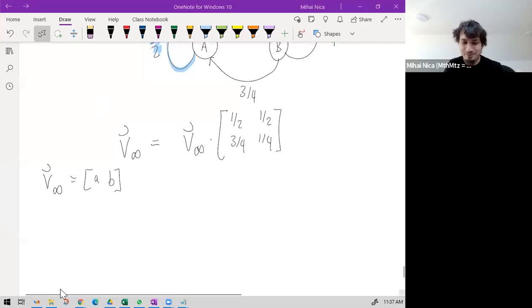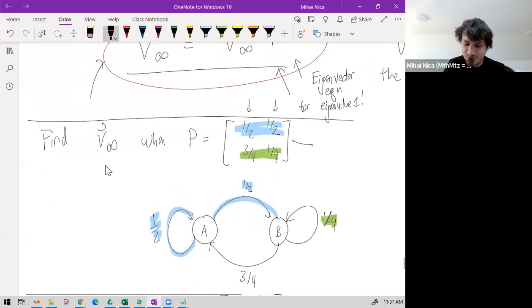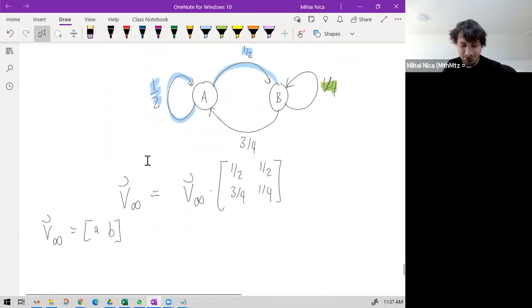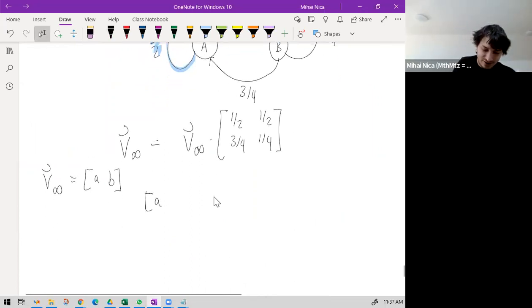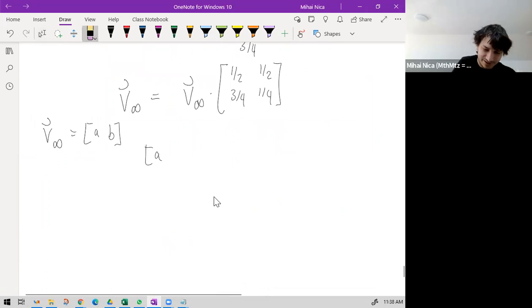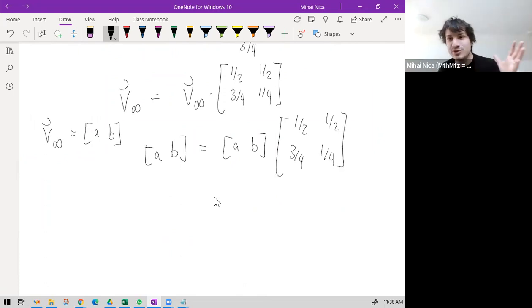So in this session, as a recap, we're solving for the steady state of this matrix, 1/2, 1/2, 3/4, 1/4, and we're going to solve it by solving this eigenvalue equation. So what do you get as an equation? You get AB is AB times this matrix, 1/2, 1/2, 3/4, 1/4. And that's sort of two equations with two unknowns.